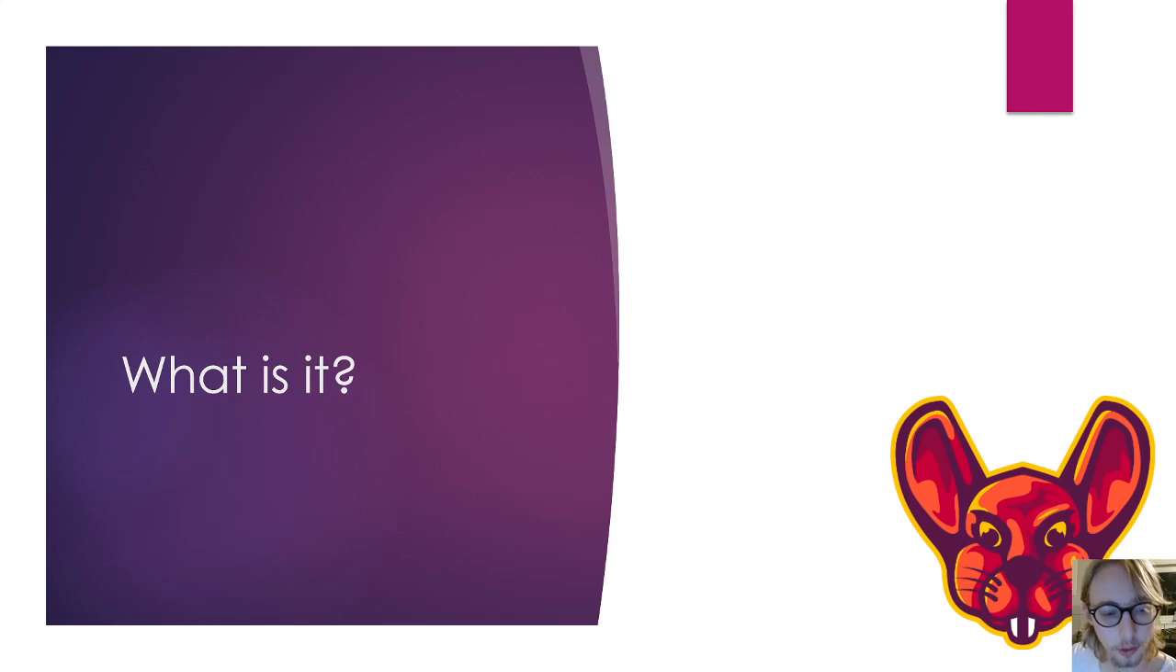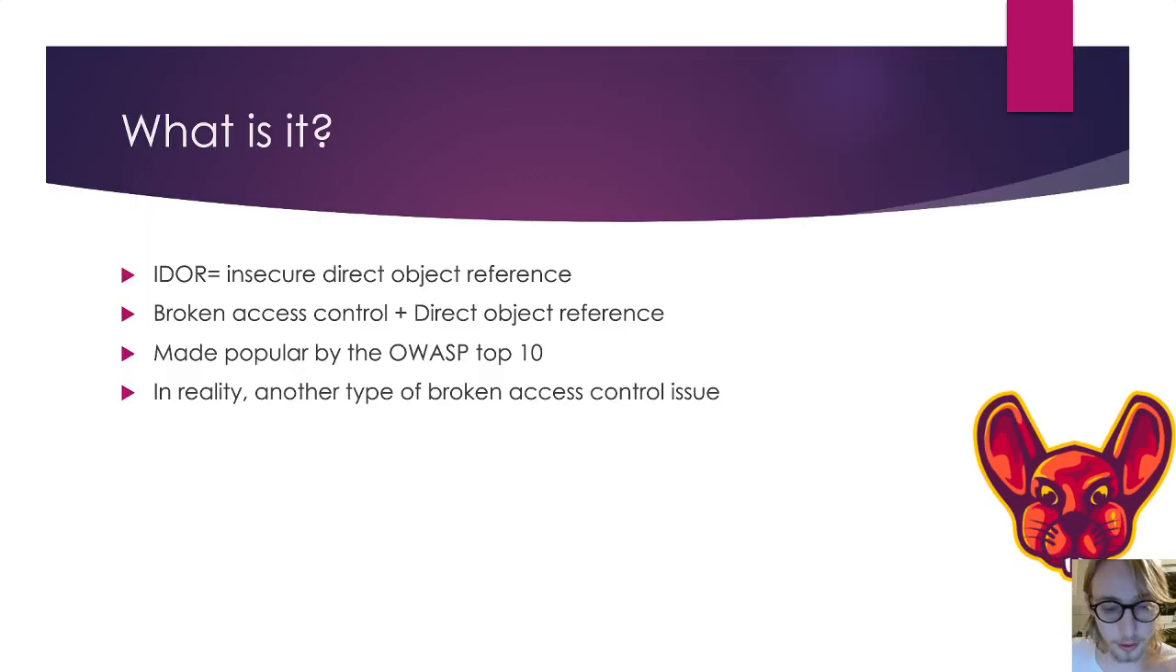First of all, what is an IDOR? Because in essence, an IDOR is a really simple vulnerability. It's an insecure direct object reference, meaning it's a broken access control with a direct object reference. Now, those two might seem obscure, so let's dive a little bit deeper into them.